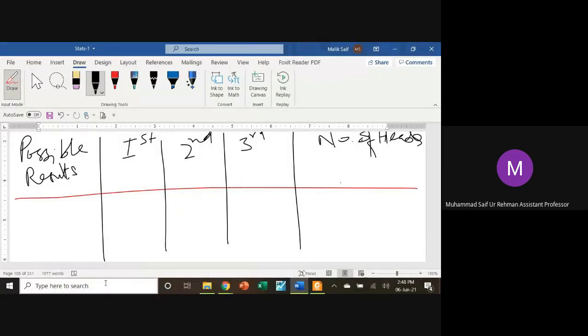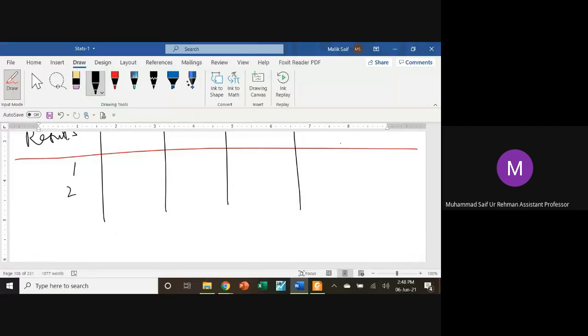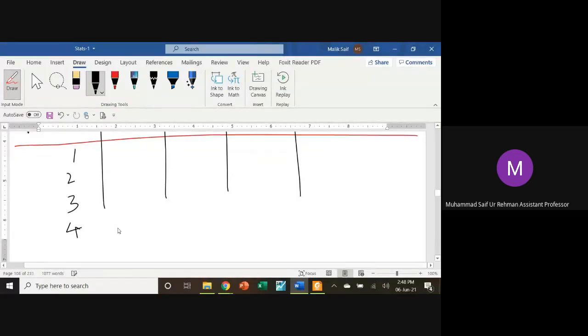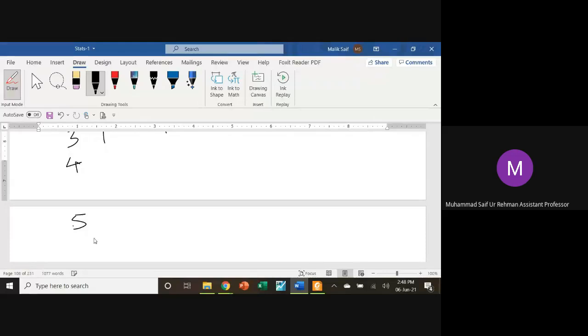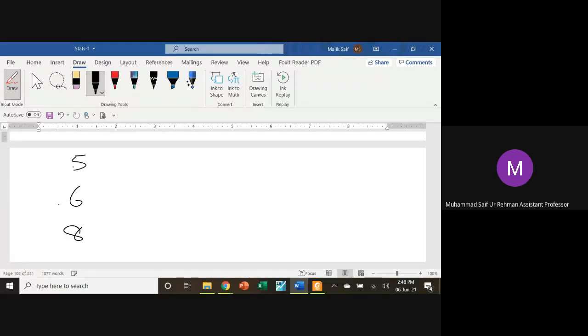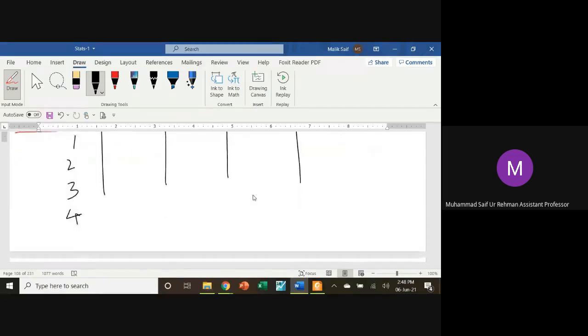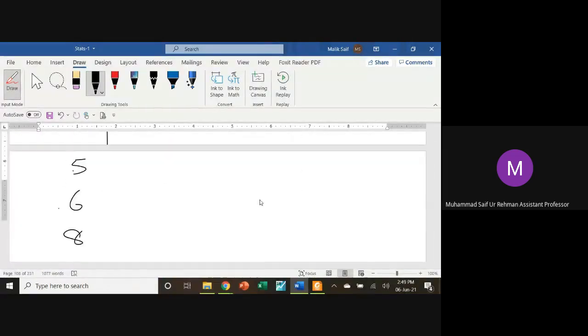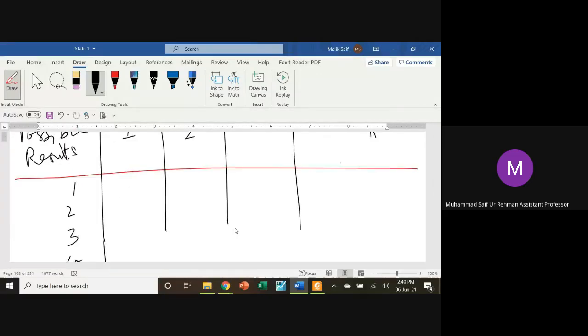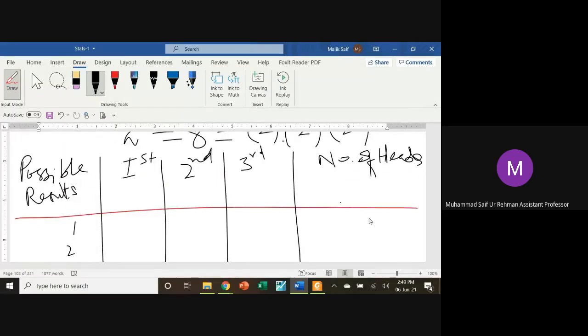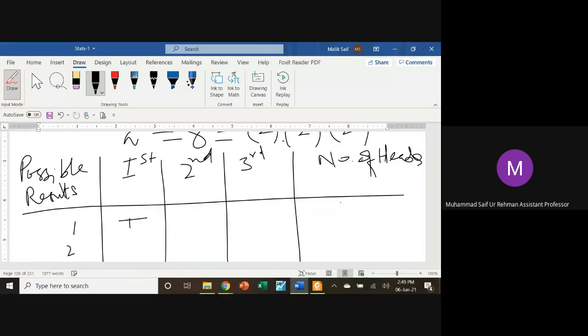The first possibility is that one. How many possible results will be there? Up to 8. 1, 2, 3, 4, 5, 6, 7, and 8. There will be 8 possible results. Now see, the first possibility is that you toss a coin and tail is there. Again you toss a coin, again tail is the result. And you toss the coin third time and again you see that there is tail. So 3 times tail is there.